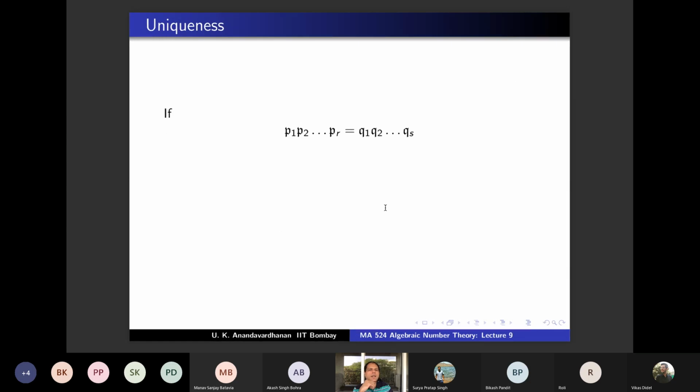So suppose an ideal is written as a product of primes. There may be repetitions. P1 may be equal to P2. I don't care. So if the product P1 etc. PR is equal to the product Q1 etc. QS, how will you finish off uniqueness? You take one of these. You take P1. P1 divides this product, right? What is the meaning of an ideal dividing? What is the meaning of P divides A? What is the meaning of ideal P dividing ideal A?